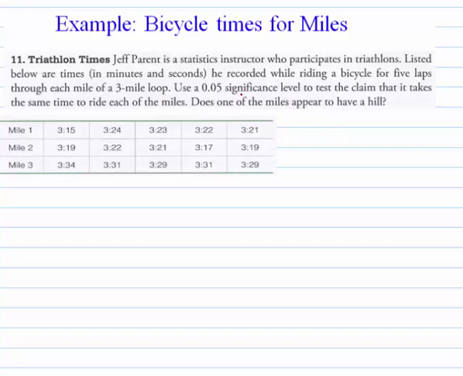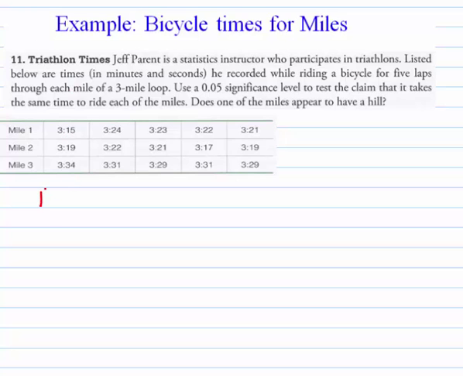So let's use a 0.05 significance level to test the claim that it takes the same time to ride each of these miles. So we have mile 1, mile 2, and mile 3. Those are the 3-mile loops, and he did each one 5 times. Can we say that they're different, and that one might have a hill and it would take him longer? Does any of these look like they could take longer? Maybe mile 3 in general takes a little bit longer than the others, but we'll see if that's statistically significantly different.